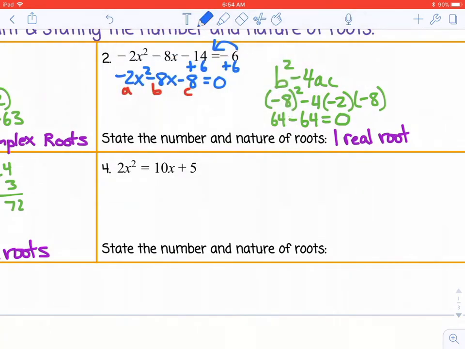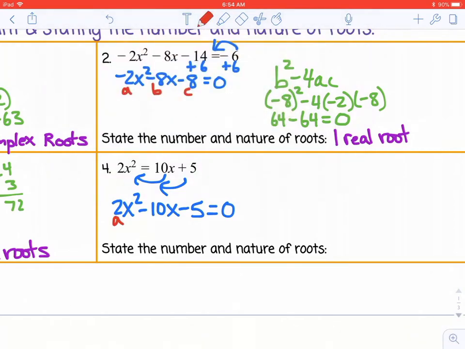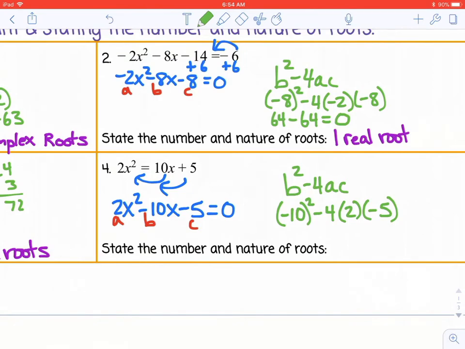So let's first move everything to the side where 2x squared would stay positive. So over here to the left. So 2x squared minus 10x minus 5 equals 0. And then we have A is 2, B is negative 10, and C is negative 5. And we fill in our discriminant formula. So B squared minus 4AC would be negative 10 squared minus 4 times 2 times negative 5. And then we clean that up.